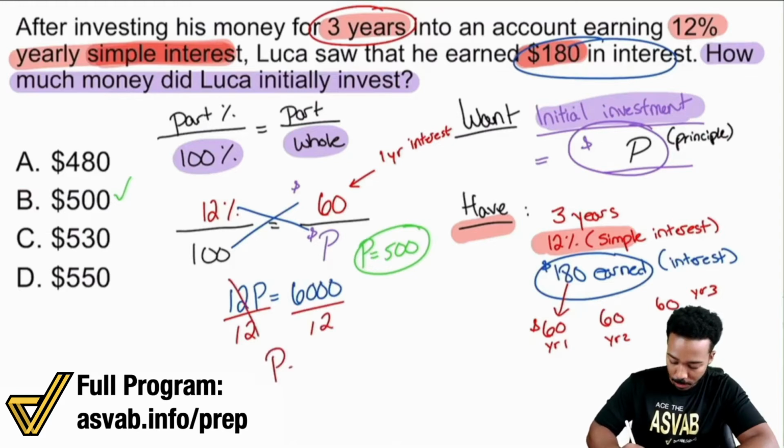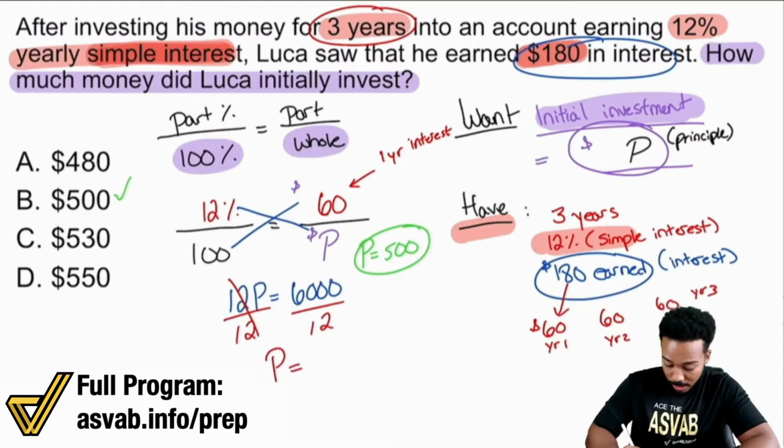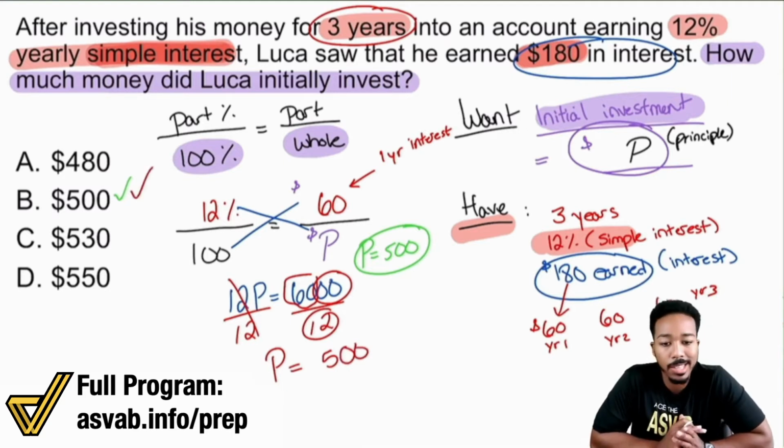Cross that out, gives you P equals. And what that's going to give you now is, well, what's 60 divided by 12? That's 5. Bring those zeros back, 500. So again, I just did this in 3 different ways, completely different ways, but we still got the same answer.